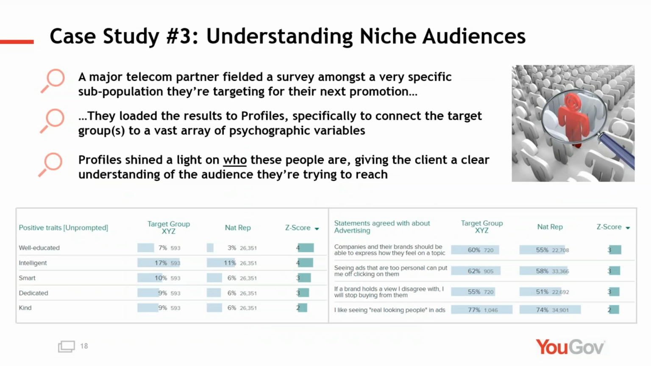And on to case study number 3, major telecom brand. So this is the first example where we didn't field against a nationally representative audience, like we did in the first and the second. In this instance, Alice's team launched a survey against a group that this major telecom provider was targeting for their next promotion.